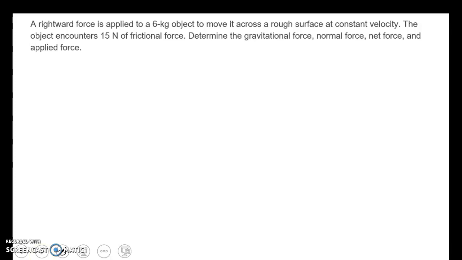Now we're going to try to determine all forces. So we got a rightward force applying a 6 kilogram object to move it across a rough surface at constant velocity. The object encounters 15 newtons of frictional force. So we want to find gravitational force, normal force, net force, and applied force. They all start the same way. We draw a free body diagram.